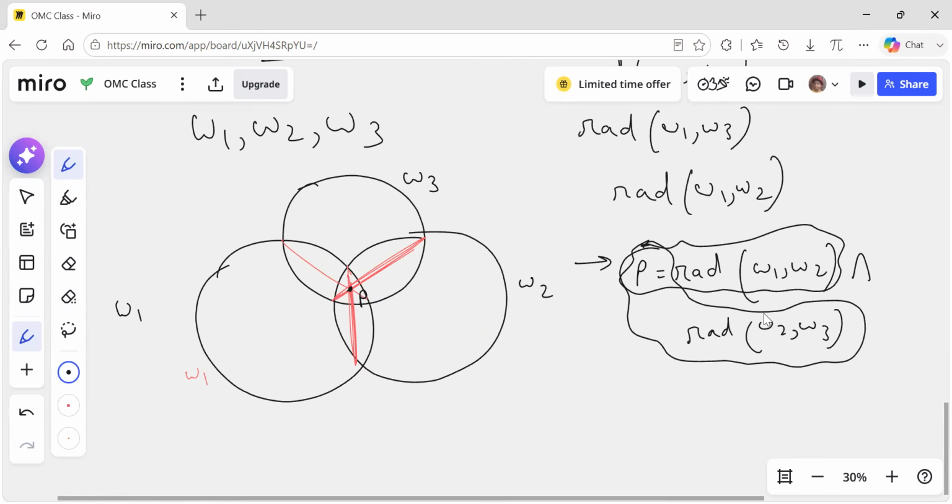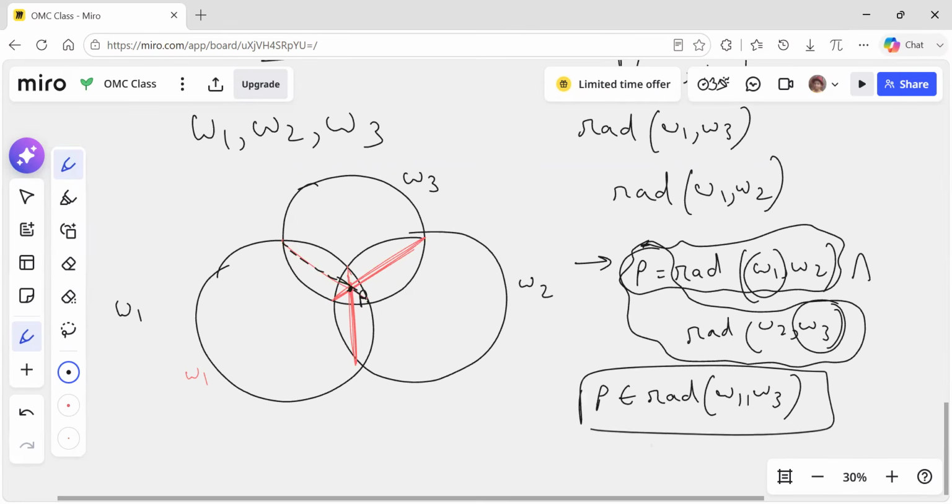Now notice that P has equal power with respect to omega 1 and omega 2, and omega 2 and omega 3. So that basically tells us P has equal power with respect to omega 1 and omega 3, just based on these two interpretations. And now by definition, that implies that P belongs to the radical axis of omega 1 and omega 3. So the third radical axis also passes through P. Is that clear?